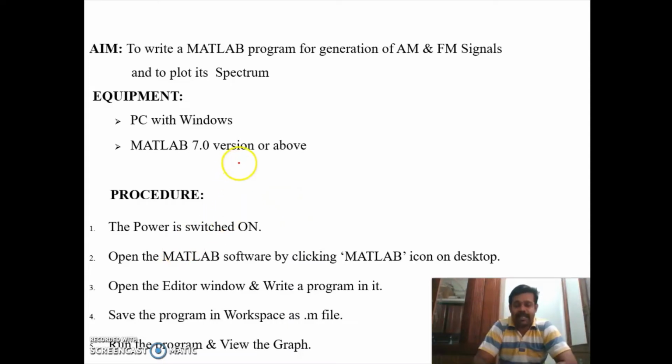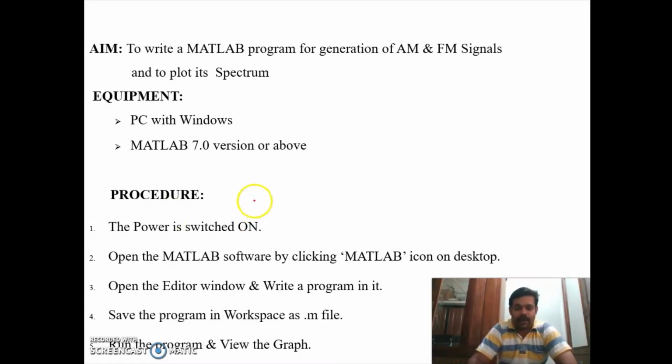The equipment needed to do this experiment is a PC with the Windows operating system, and we need MATLAB. You have already studied MATLAB in the basic simulation lab. MATLAB stands for matrix laboratory.